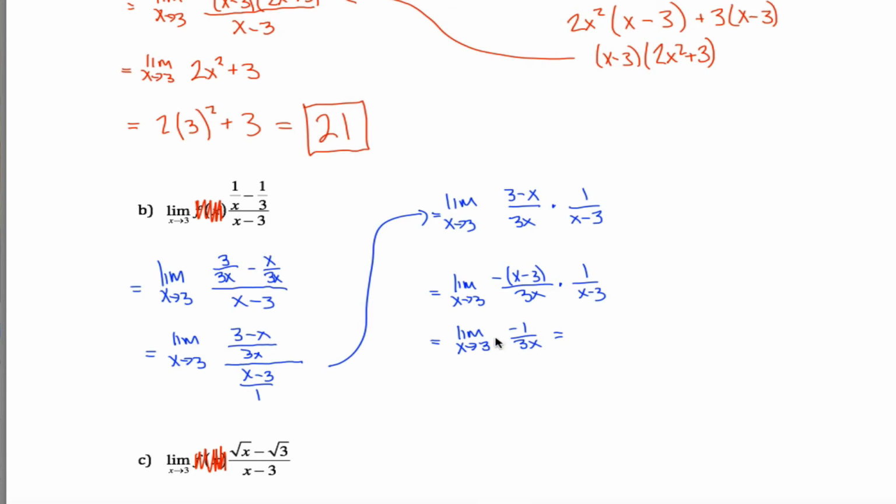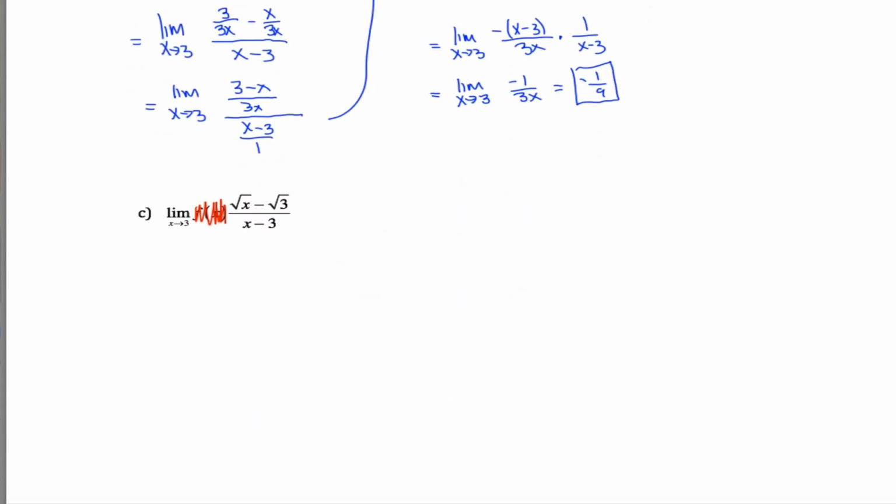And the nice thing about this is it's continuous at x equals 3. So I can evaluate the limit just by changing all the x's into 3's. In other words, I get negative 1 over 9 as my limit. All right, one more. The square root problem.